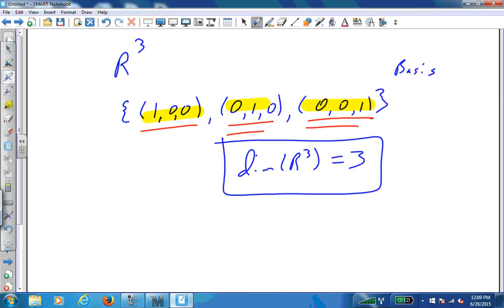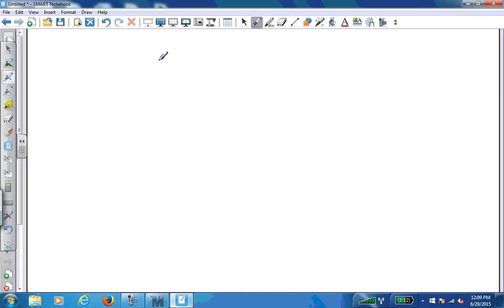So if you're ever given a set and asked, could this set possibly be a basis? So if I want to know, is this a basis for R4?